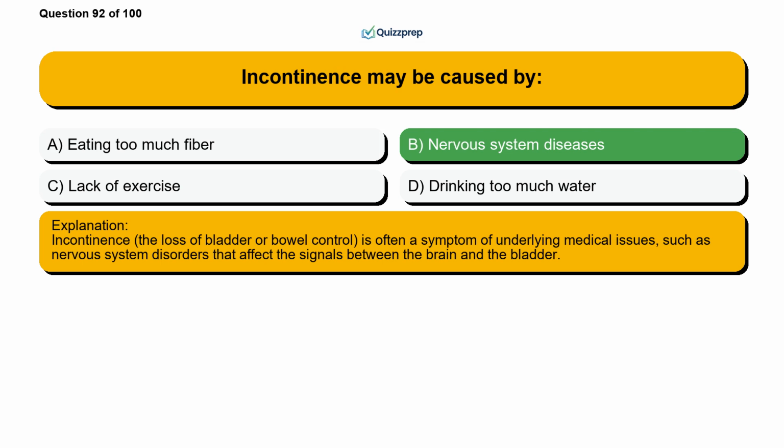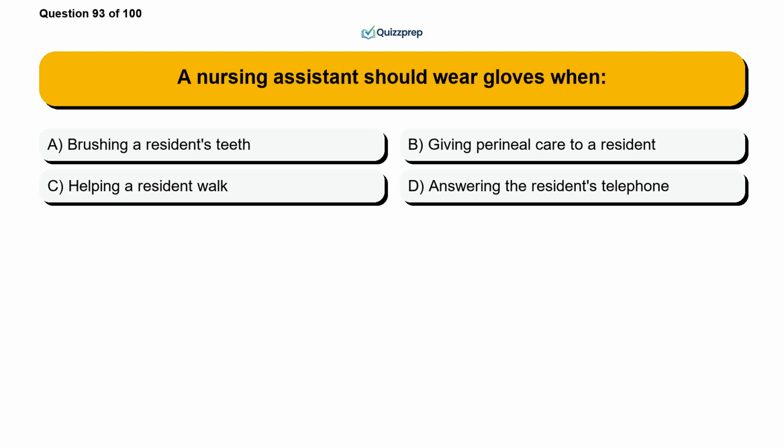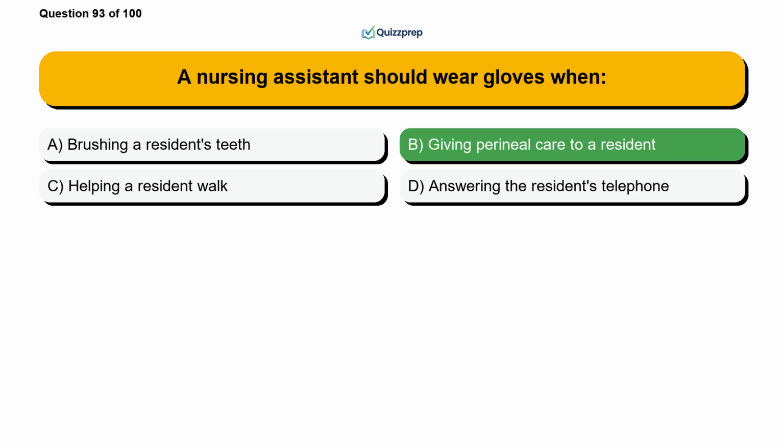Incontinence, the loss of bladder or bowel control, is often a symptom of underlying medical issues, such as nervous system disorders that affect the signals between the brain and the bladder. Question 93. A nursing assistant should wear gloves when option A, brushing a resident's teeth. Option B, giving perineal care to a resident. Option C, helping a resident walk. Option D, answering the resident's telephone. The correct answer is option B, giving perineal care to a resident.